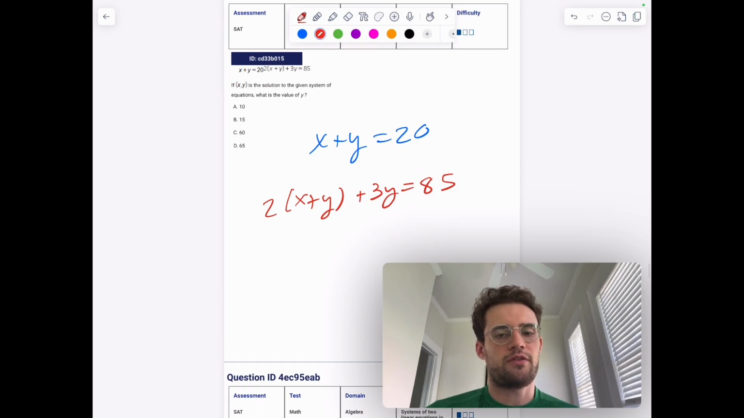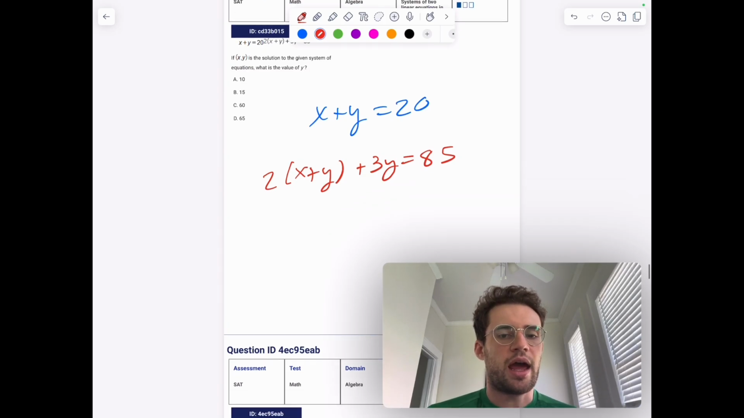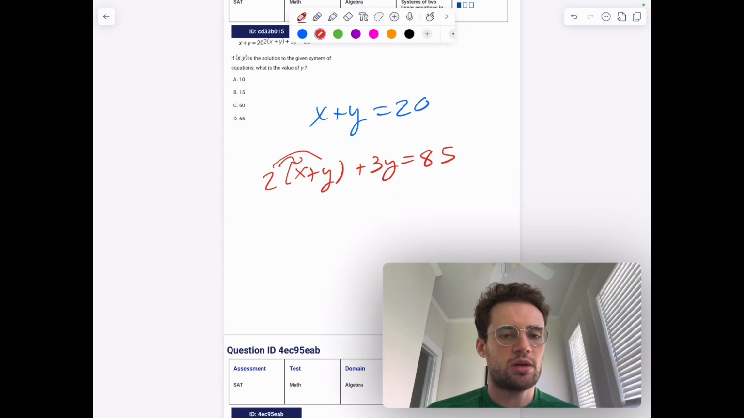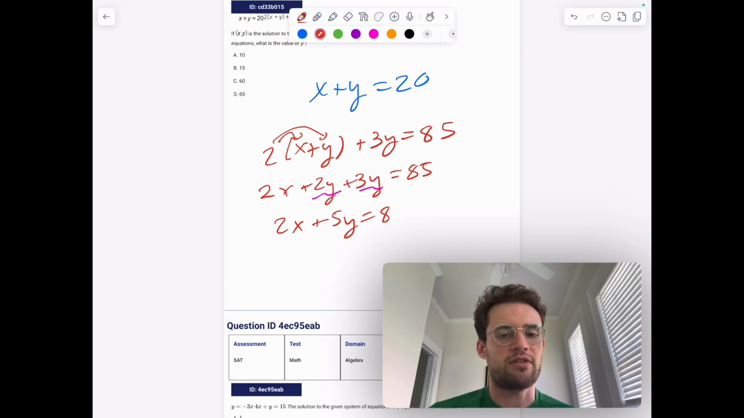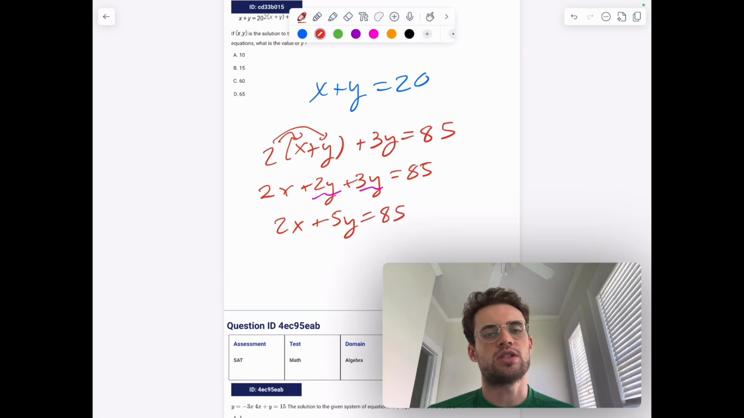All right, so the first equation, we just have x plus y. That will probably be, if we're going to do substitution, the easier way to do that. And then for this next one, I'm going to use the distributive property first. That gives us 2x plus 2y plus 3y equals 85. Now we can combine our like terms of 2y and 3y, which will add up to 5y. So we get 2x plus 5y equals 85. All right, so here are our two equations.